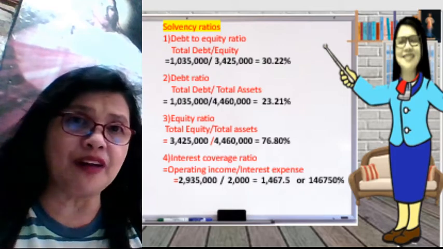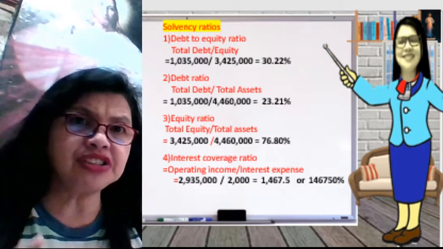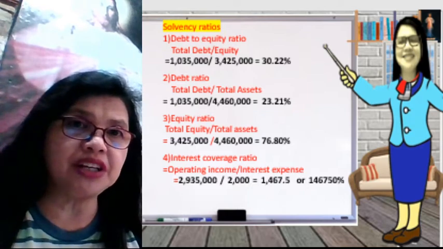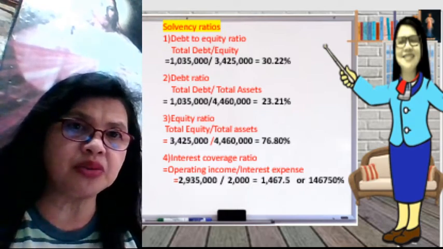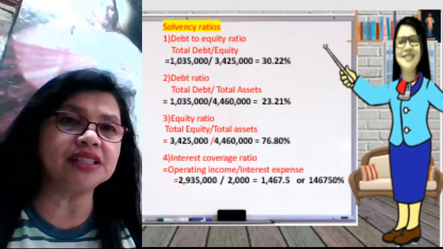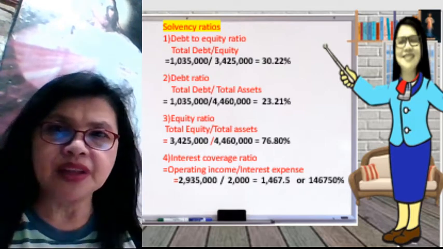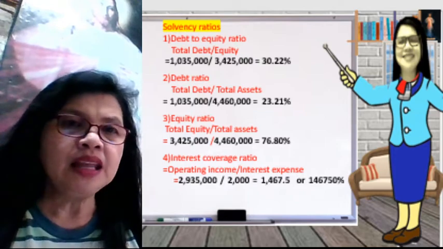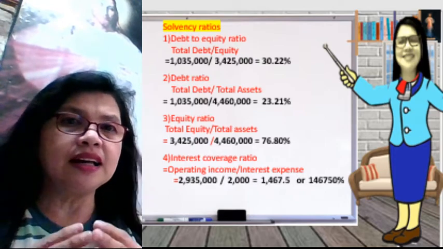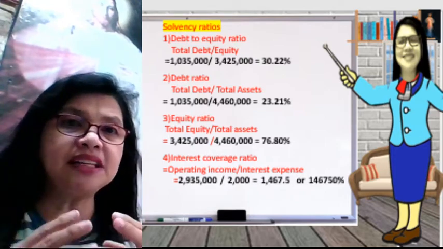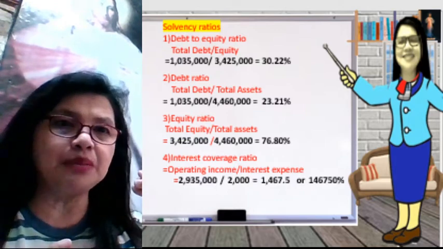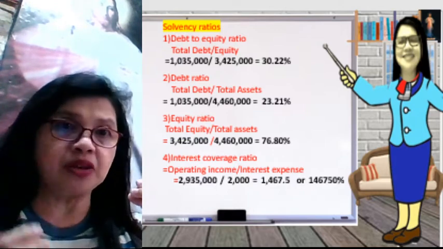And we use the following ratios to measure its solvency: the debt to equity ratio, the debt ratio, the equity ratio, and the interest coverage ratio. When we say debt to equity ratio, we measure the company's liabilities over its equity.